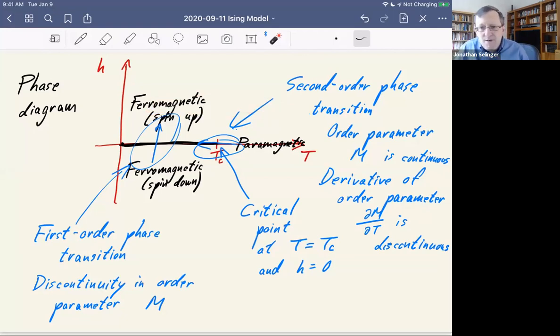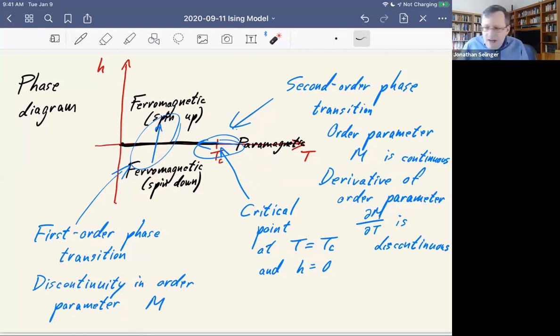And more than that, you could start here and gradually increase the temperature, and then gradually change the field, and then gradually change the temperature again. And you could get from there around to there without ever going through a phase transition. But if you go this way, you do go through a phase transition.